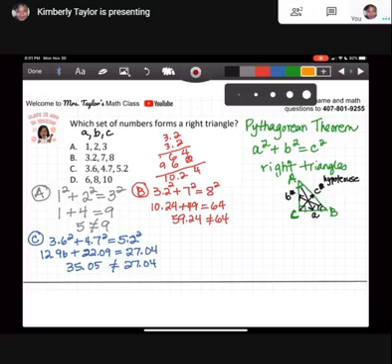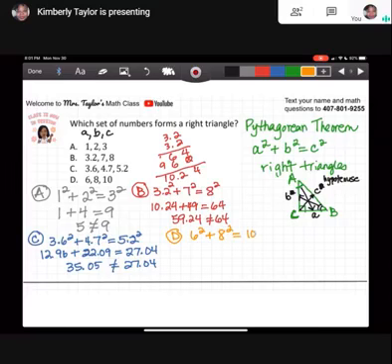Now let's do answer choice D. We have 6 squared plus 8 squared is equal to 10 squared. So this is going to be 36 plus 64 is equal to 100. And 36 plus 64 is 100, that 100 equals 100. We got a winner chicken dinner.